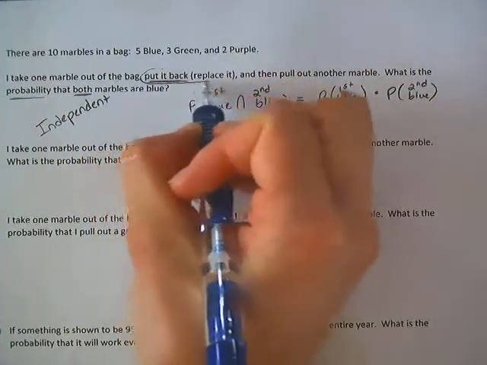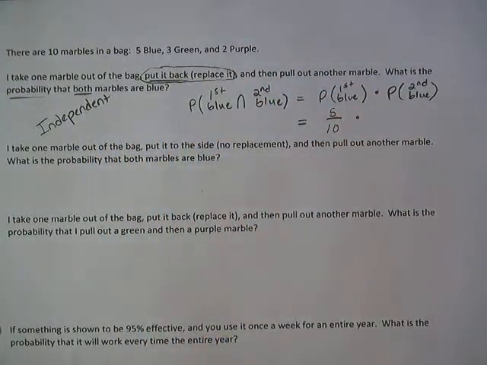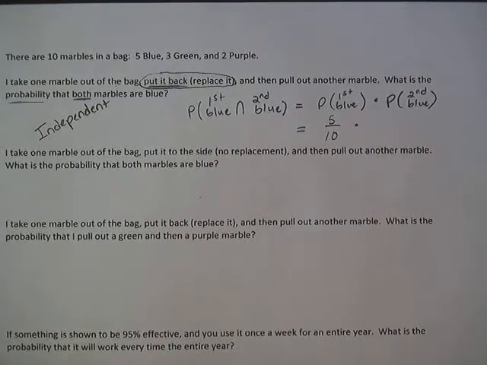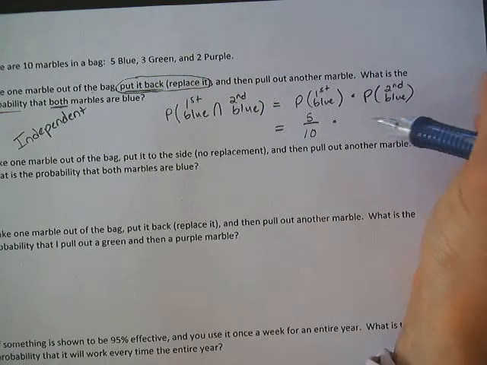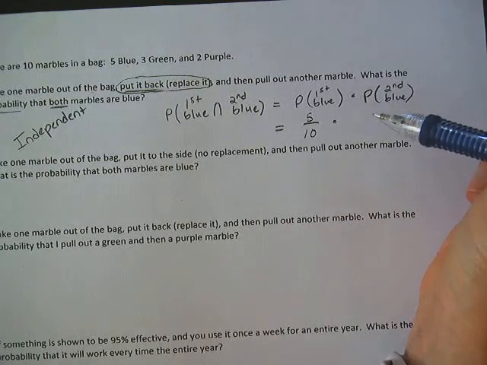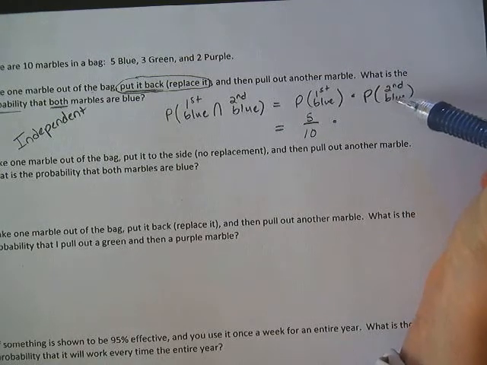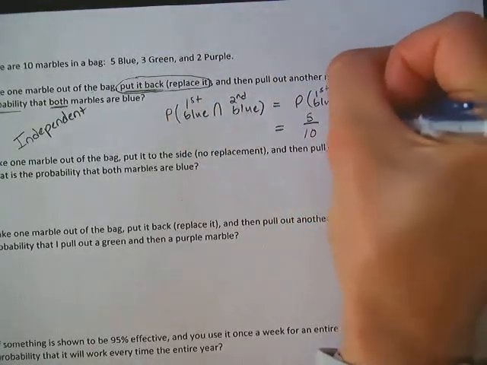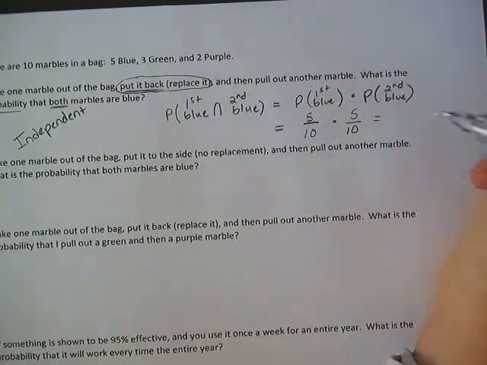If you remember, and this is why this part's so important, we put the first one back before we drew out the second marble. Because of that, there's going to be the same number of marbles in that bag. That's why these are independent: nothing has changed with how many marbles there are in all, and how many blue ones there would be, okay? So the probability of the second one being blue, there would still be 5 blue ones out of the 10 total. And then again, you can simplify, or you could just type that in all at once.